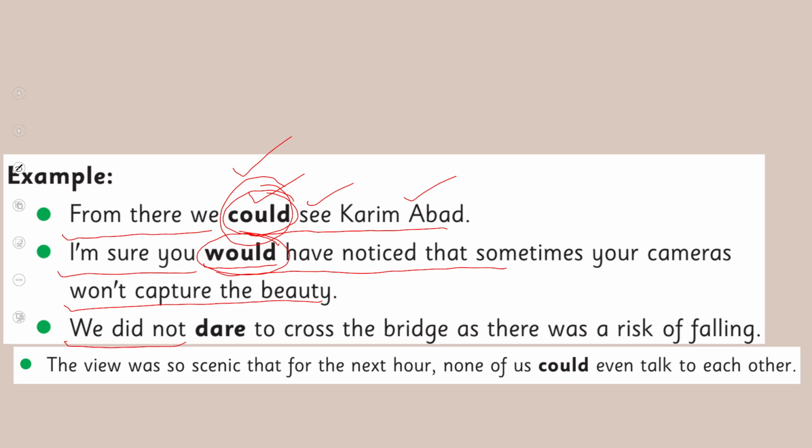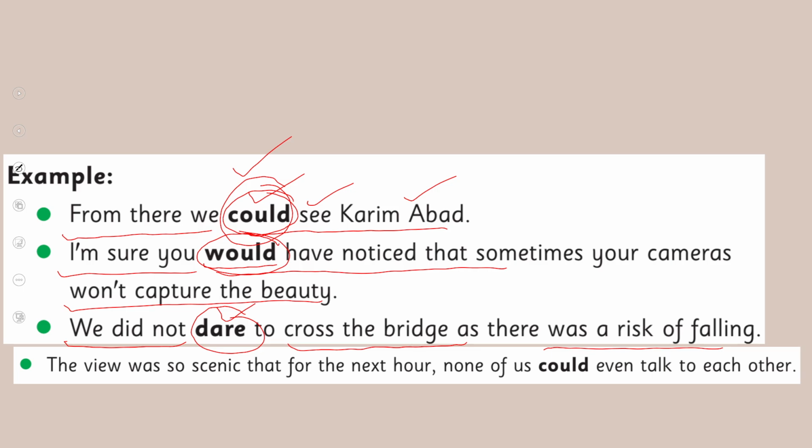Next, we did not dare to cross the bridge as there was a risk of falling. Yes, students, dare is also a kind of verb where you can sense that it means daring to do something. Now, whether it is done or not, this is also a modal verb.